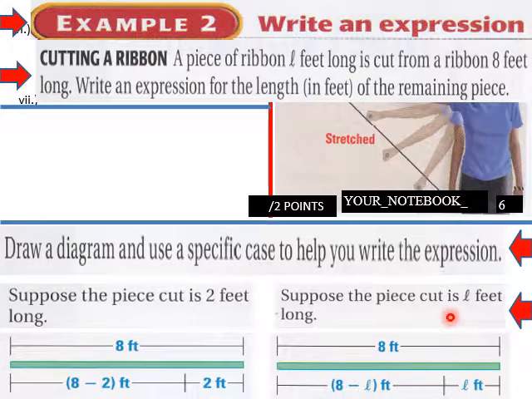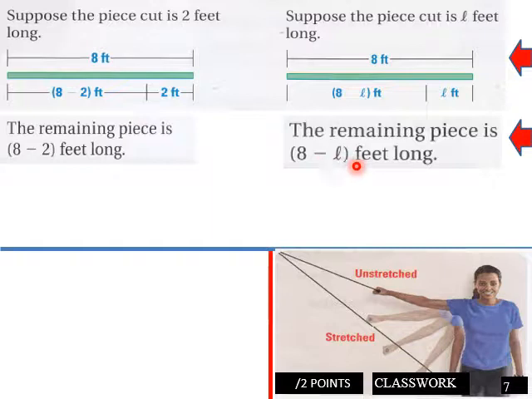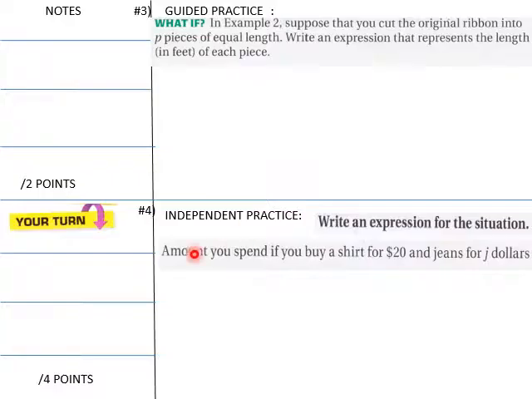Suppose the piece cut is L feet long. So how would we do that? Well, we just go L feet, and then the piece remaining would be 8 minus L. Same thing as 8 minus 2, and then L feet. We're going to re-emphasize this again, 8 minus L feet long, okay? The expression 8 minus L represents the length in feet of the remaining piece. So this is how you go from a verbal model into a mathematical model. And this is really the strength of algebra right here.